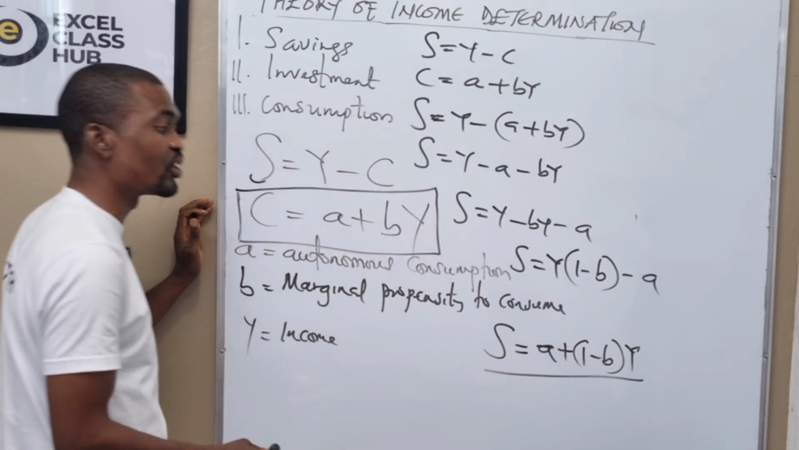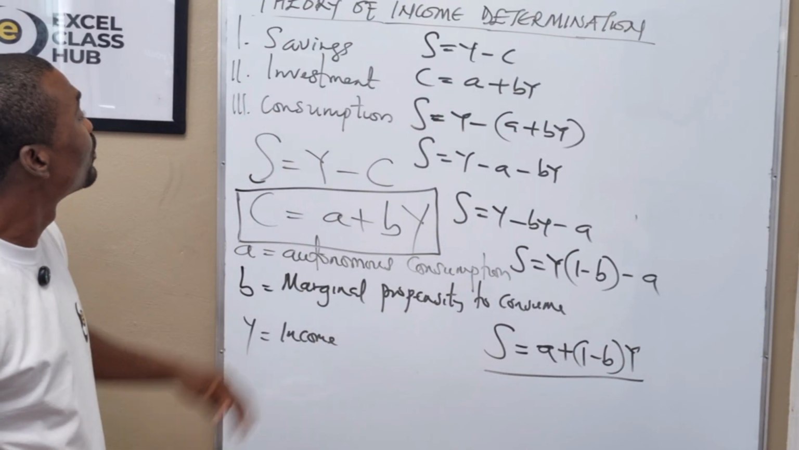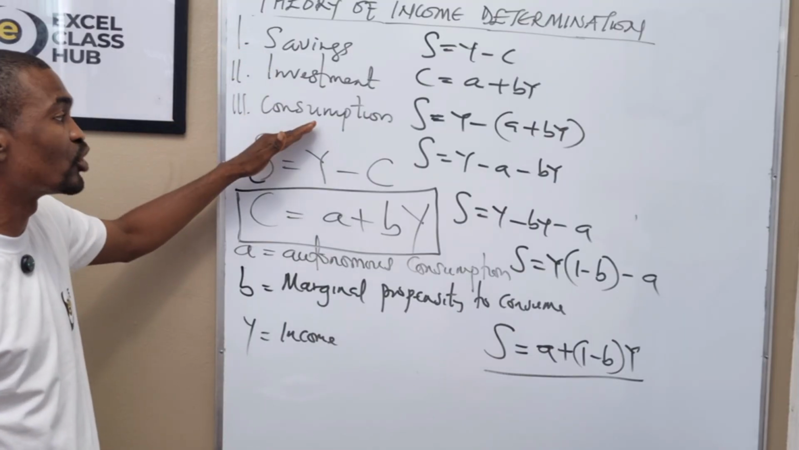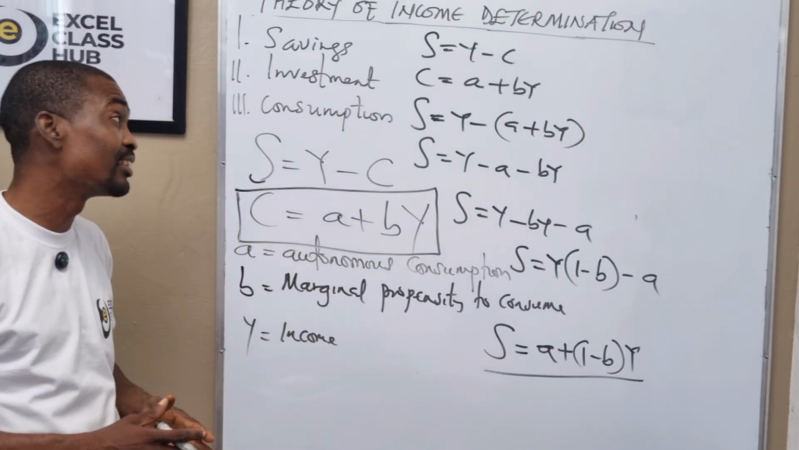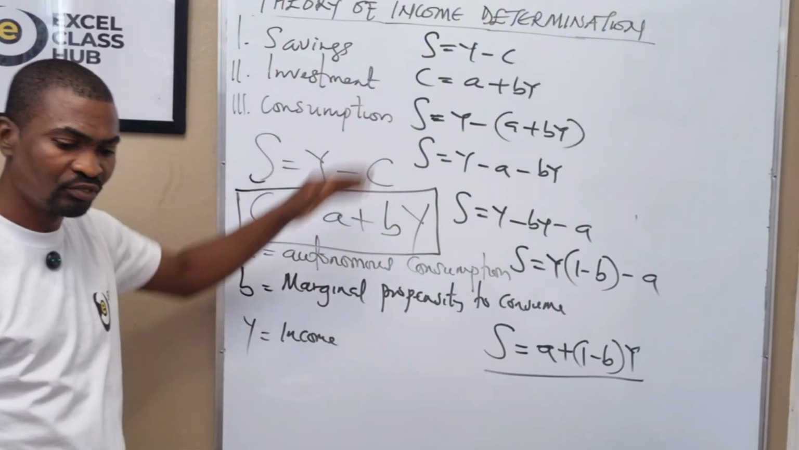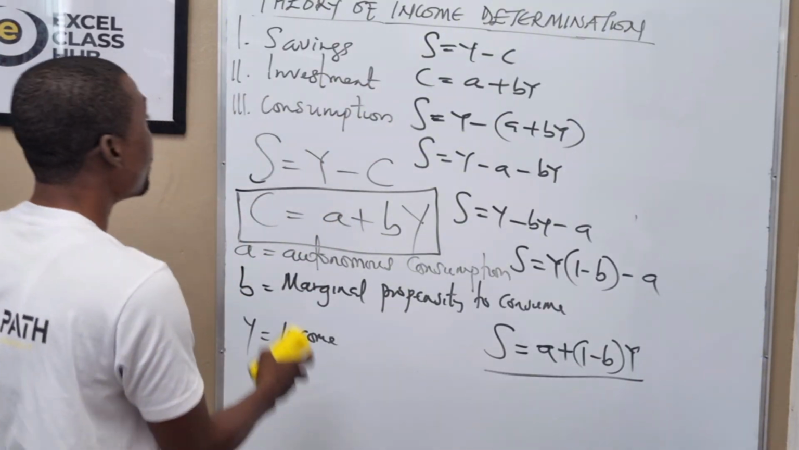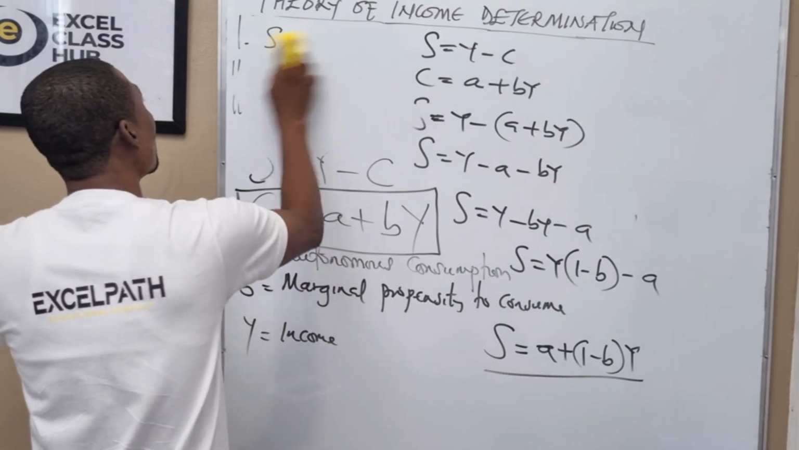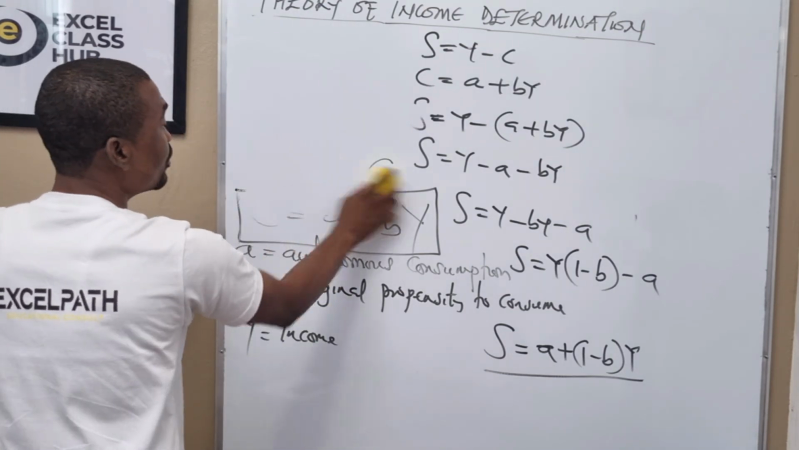So this is your savings function. So both savings, investment, and consumption, they are interrelated. You can use one of the functions to derive the second function. So that will take us to what we call marginal propensity to consume and marginal propensity to save.